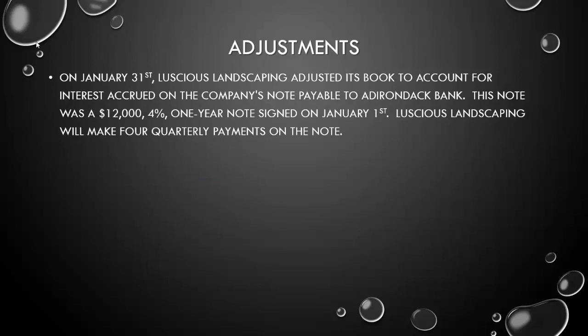On January 31st, Luscious Landscaping is going to adjust its books to account for interest accrued on the company's notes payable to Adirondack Bank. This is a $12,000 note. It is for 1 year, and Adirondack is charging Luscious Landscaping 4% interest for the privilege of letting them borrow money. They are going to make quarterly payments on this note, which means that on the end of January, we're going to assume that they're not actually paying at the time. They're going to pay at some date in the future, but we know we owe the interest on that date.